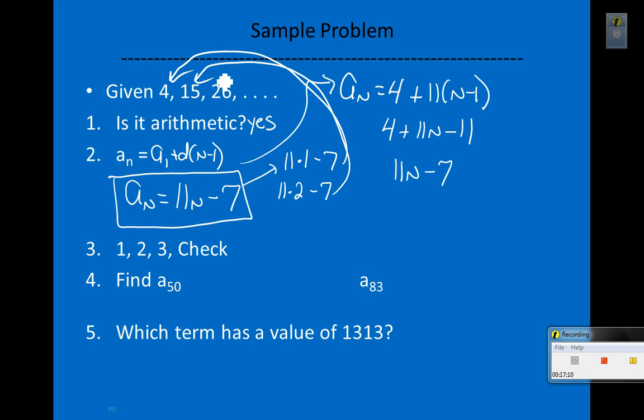Now to find the value of the 50th term, it's going to look like this. I'm going to go 11 times 50 minus 7. And I'm going to get a value of 543. To find a sub 83, I'm going to go 11 times 83 minus 7. So I just plugged 83 right there. And I'm going to get 906.